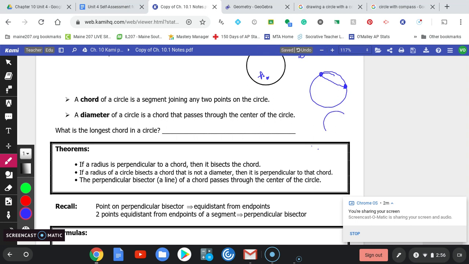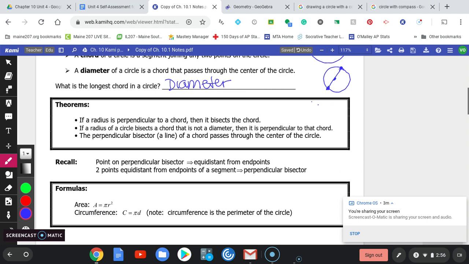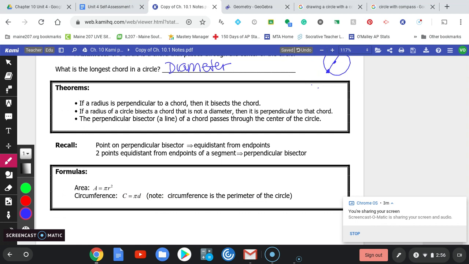Now, a diameter of a circle is a chord. So it has two points on the circle, but then it goes through the center. I didn't quite make it look right over here, but it has to go through the center and it has to have two points on the circle to be a diameter. So what do you think the longest chord in a circle is? If you said diameter, you are correct. All right. So a diameter is a chord. It's a special chord that passes through the center of the circle, and it also happens to be the longest chord in the circle.